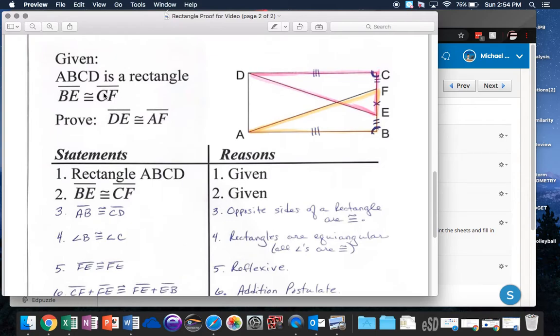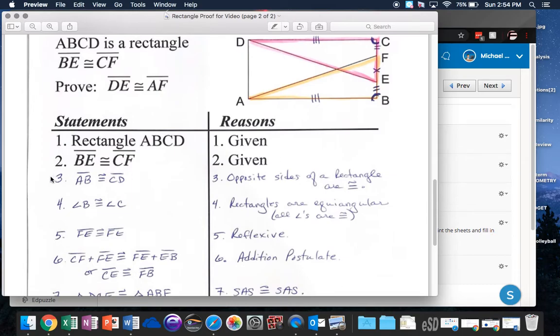All right, and then that other given, that little BE and CF, those are not full sides. You have to make them into full sides. And we make sides bigger with addition. All right, so with that picture there, I hit up AB and CD as being congruent because the opposite sides of a rectangle are congruent. I hit angle B and angle C as being congruent. Rectangles are equiangular, or all the angles of a rectangle are congruent, however you want to say it.